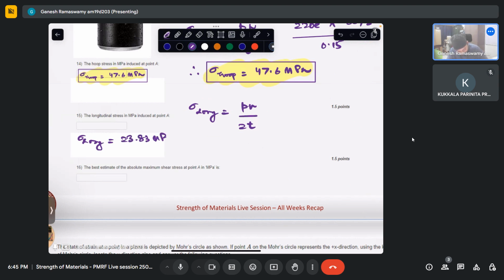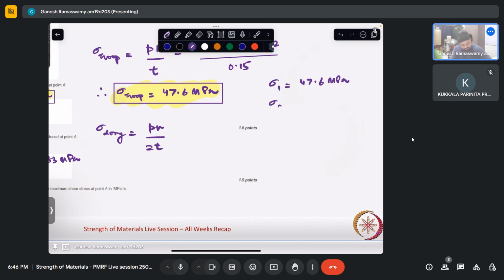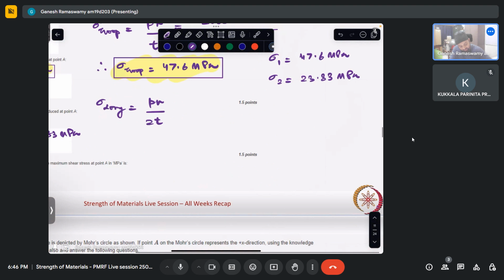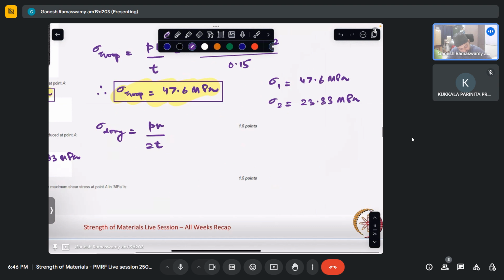The best estimate of the absolute maximum shear stress at this point is what? So we know that sigma 1 here is 47.6 MPa. Sigma 2 here is half of that, which is 23.83 MPa. And since the point is in the outer surface, we can clearly see that it is a free surface. So therefore, there is no normal stress here. So therefore, sigma 3 is actually 0.